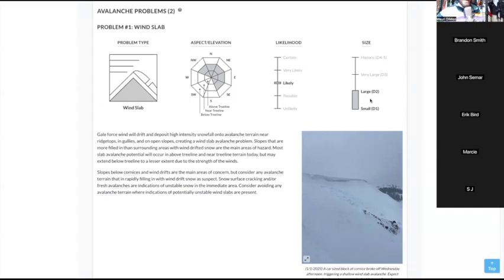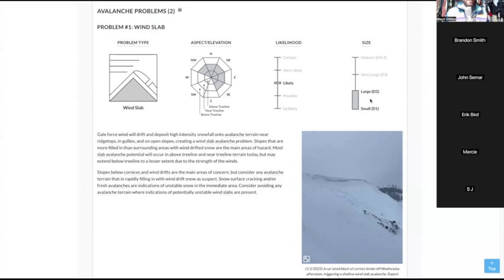Now we get over to size, and we'll go from small, which is D1, and a D1 being one that can knock a person off their feet. D2 is an avalanche size that can bury and injure a person. D3 can bury a car, and D4 to 5 can take out trees. And 5 would be a historic sized avalanche.